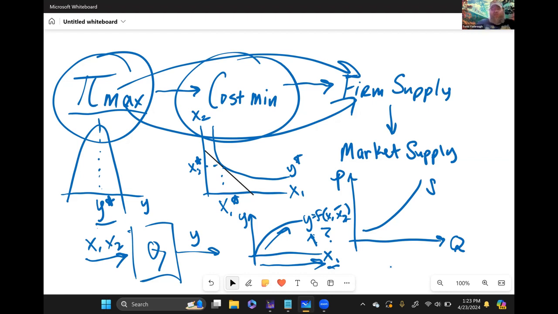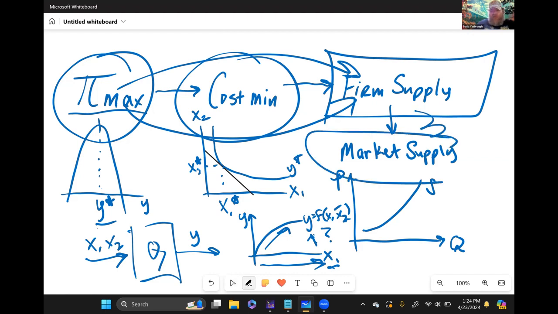And then once we get that concept out of the way, it's a pretty short hop, skip, and a jump to the conversation over market supply. So that's what we're going to do in this video: we're going to talk a little bit about firm supply, and then a little bit about how that translates into market supply.